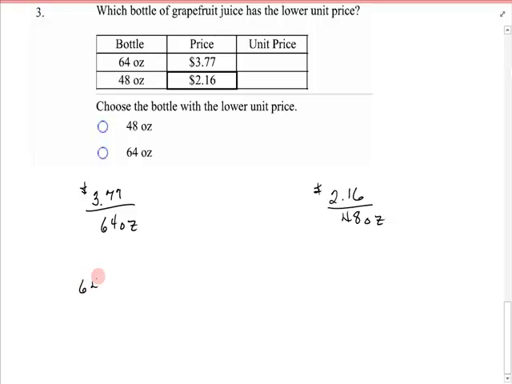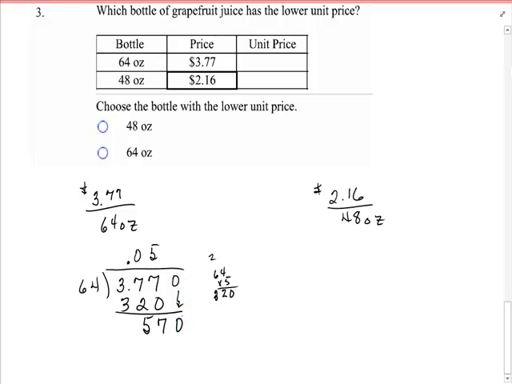So I'll divide 64 into 3.77 with the decimal. Doesn't go into 3, it doesn't go into 37, but it goes in here, oh, I'm going to guess about 5 times. Let's see, 64 times 5. That's 20, carry the 2, that's 30, and 2 is 32, so 320. I would add a 0, and it's going to go in there about maybe 8 times.